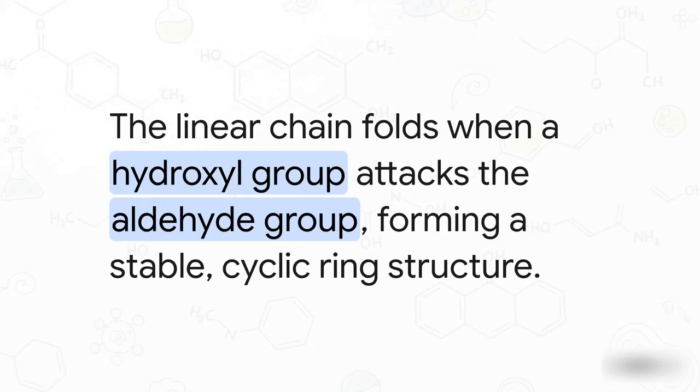So how does this even happen? Well, it's a really clever bit of internal chemistry. That linear chain is super flexible, and the hydroxyl group on carbon number 5 can just swing around and attack the aldehyde carbon at the top, which is a bit electron poor. When that happens, they form a new bond, creating something called a hemiacetal, and locking the molecule into a much, much more stable ring structure. And this is the form glucose is usually in inside our bodies.